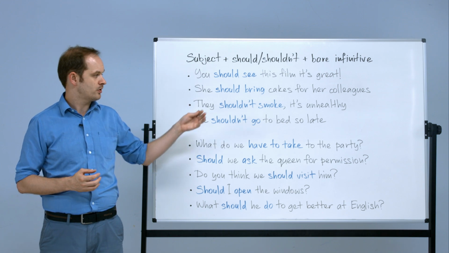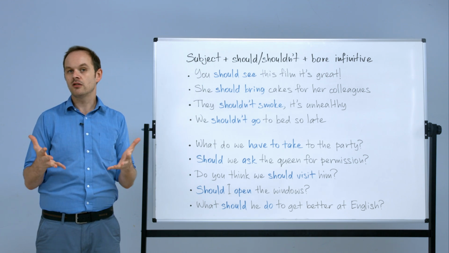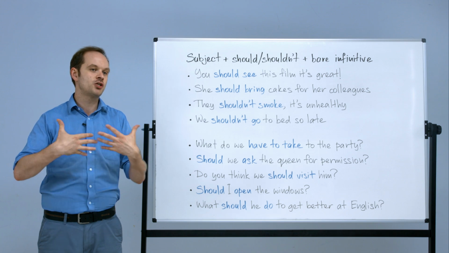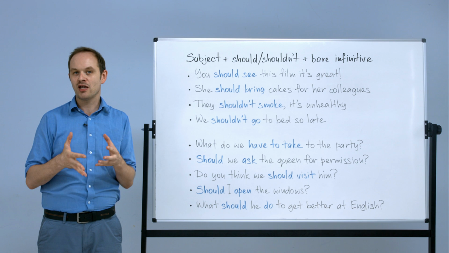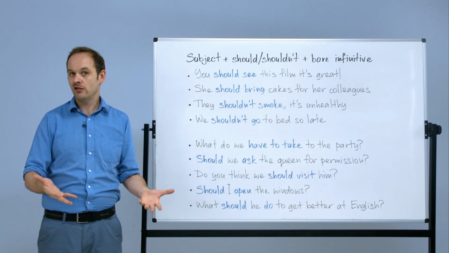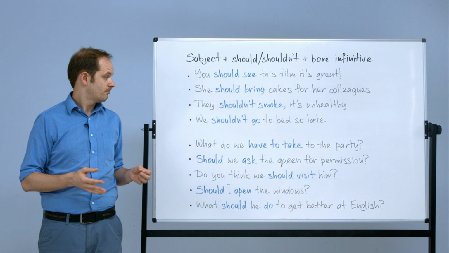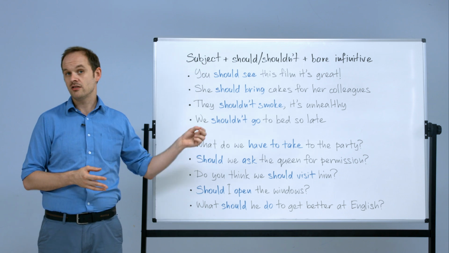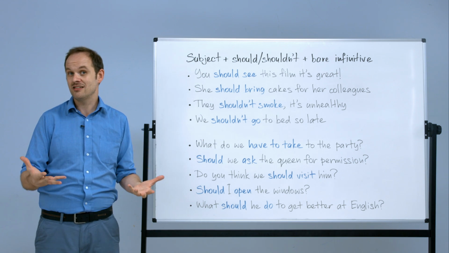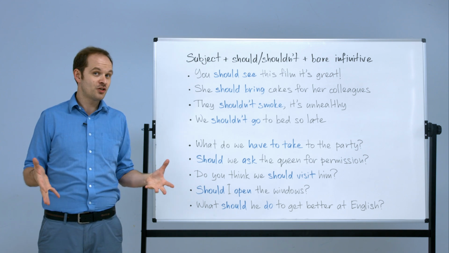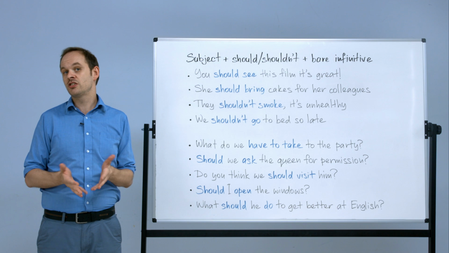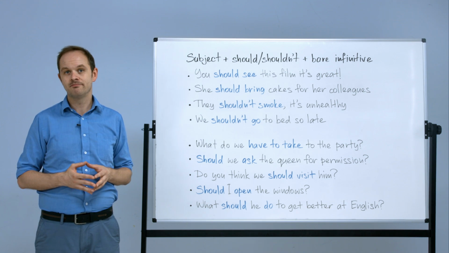They shouldn't smoke. It's unhealthy. So here we're giving strong advice about what somebody shouldn't do, as in we're saying it's a bad idea to smoke. You have an obligation to yourself regarding your health, but it's your choice. We shouldn't go to bed so late. So again, we're saying it's a bad idea. We have an obligation to ourselves to be healthy, so we should go to bed earlier. But it's your choice. You can decide.